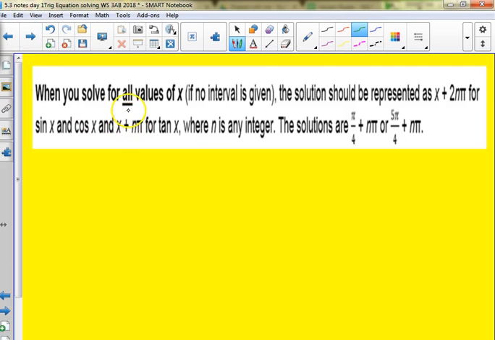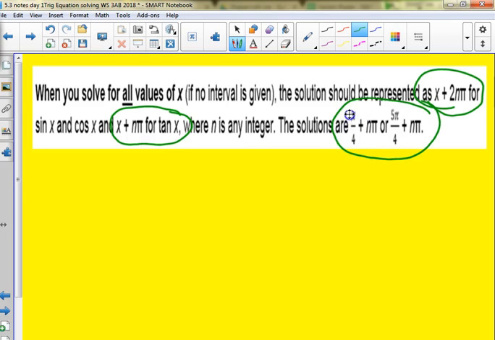Now, if it had said all solutions, guys, instead of 0 to 2 pi, okay, if it's a sine or a cosine, you would write whatever answer you found plus or minus 2 pi n. But if it's a tangent, the period's not 2 pi, right? The answer is going to repeat every pi n. So for this particular question, you would have said pi over 4 plus or minus pi n, and that's not right, is it?